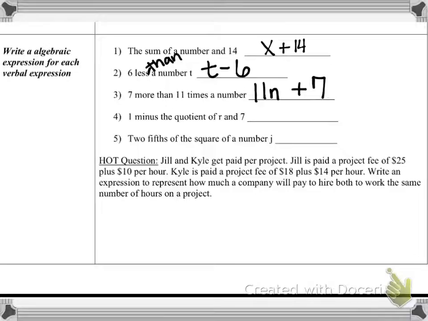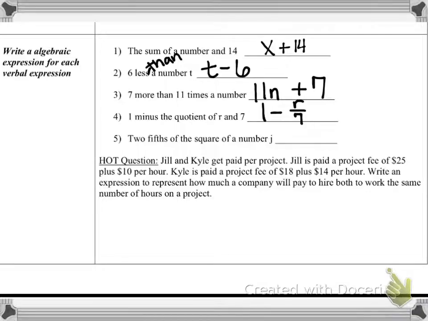Number 4, 1 minus the quotient of r and 7. This, we're lucky, we just get to write it in order. Quotient of r and 7, so that just gets to go in order. So 1 minus, remember quotient is division, so r divided by 7.